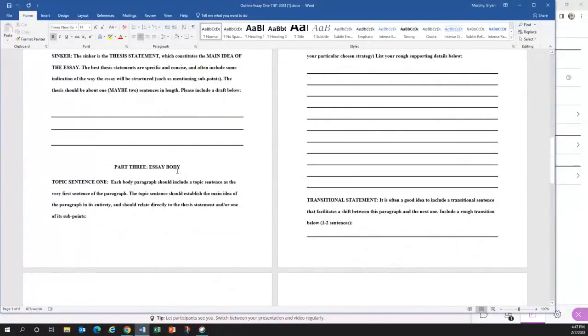Part 3, the essay body. So after the intro comes the body of the essay. It consists of 3 body paragraphs. Each body paragraph, and a lot of students miss this for essay 1 for some reason, must begin with a strong topic sentence as the very first sentence of the paragraph. The topic sentence should establish the main idea of the paragraph in its entirety and should relate directly to the thesis statement and/or one of its subpoints.